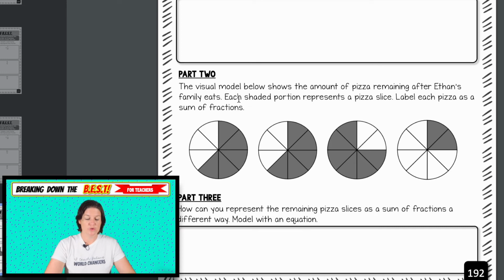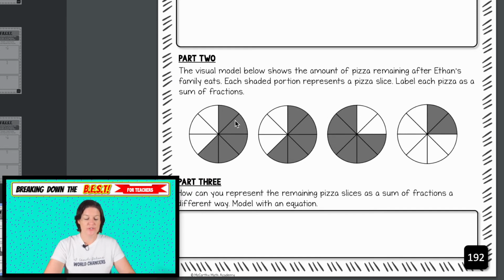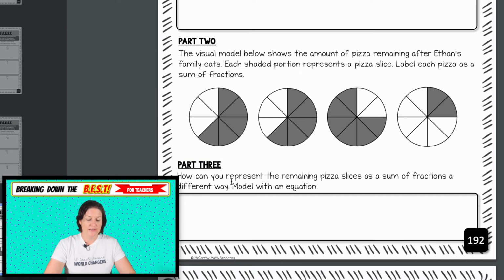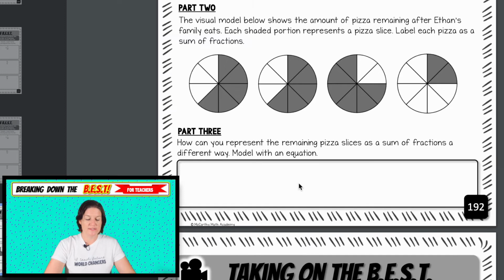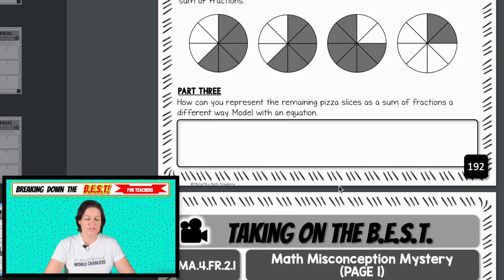Part 2 says the visual model below shows the amount of pizza remaining after Ethan's family eats. Each shaded portion represents a pizza slice. Label each pizza as a sum of unit fractions. So now they're adding up what's left right there. How can you represent the remaining pizza slices as a sum of fractions a different way?